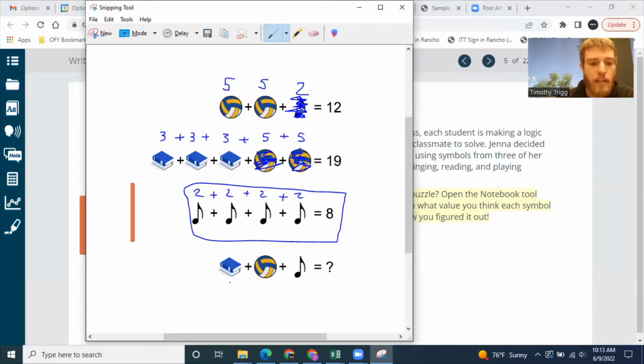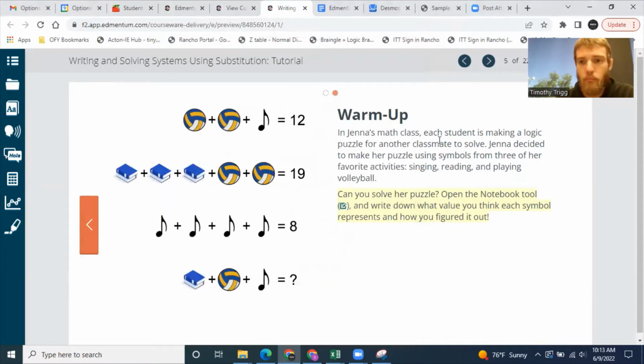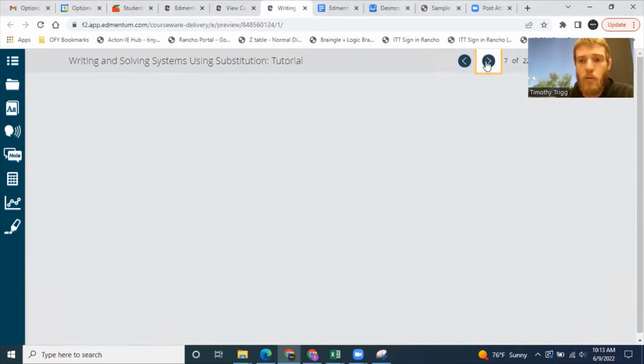So now we can solve this last one. We know the book is 3, volleyball is 5, 8th note is 2, so this equals 10. Hope that made sense. Let's go ahead and move on.